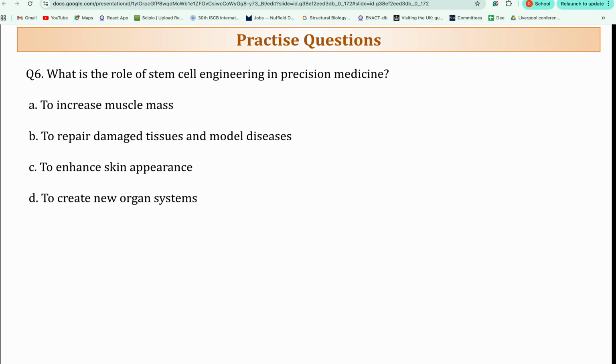Okay, so this is also straightforward: to repair the damaged tissues and model diseases. For that particular reason, we obtain the stem cells.